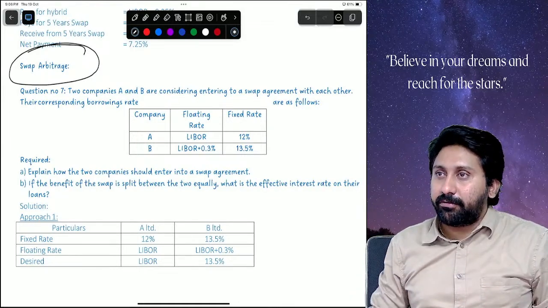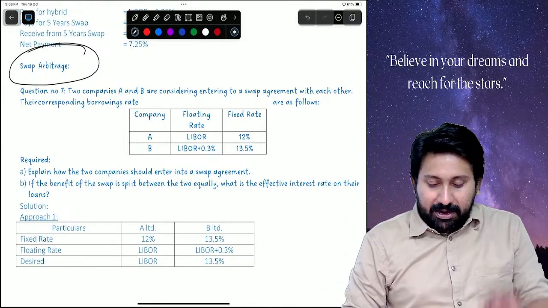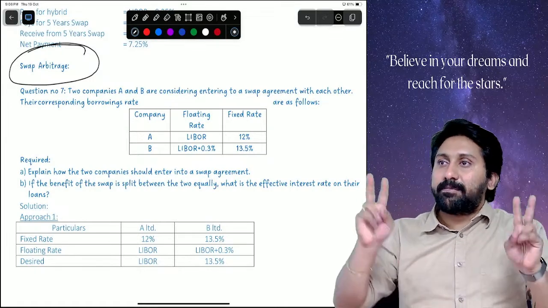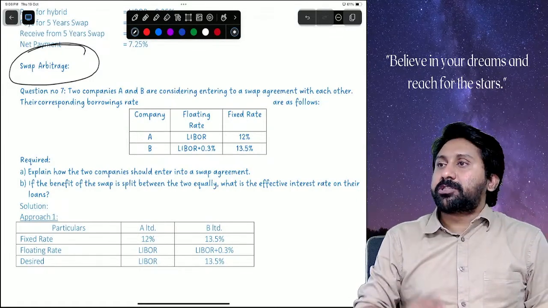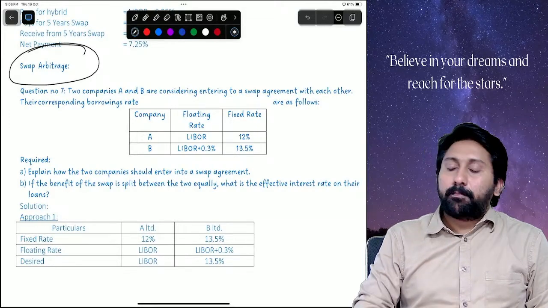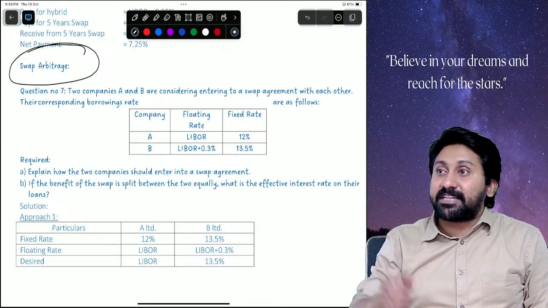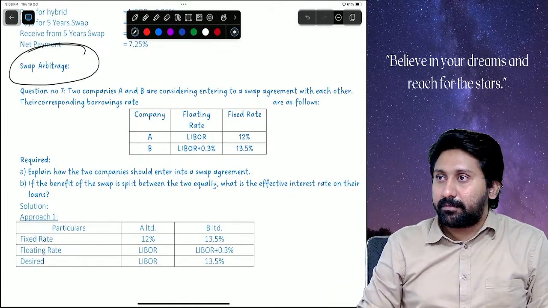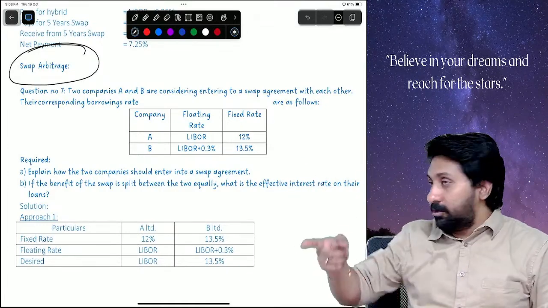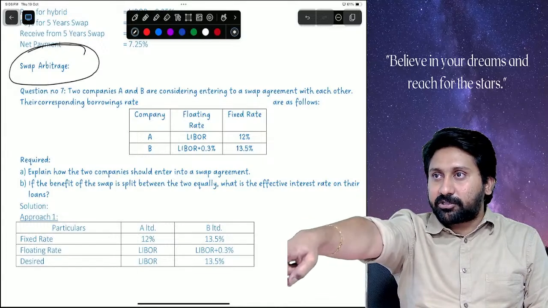Okay, shall we continue? Tell me, how many companies are there? Two companies. First question we are doing is where both companies will do the swap by themselves. Second question, with a swap dealer also we will see. One question I will do, one question you directly see there. Answer is also given there.